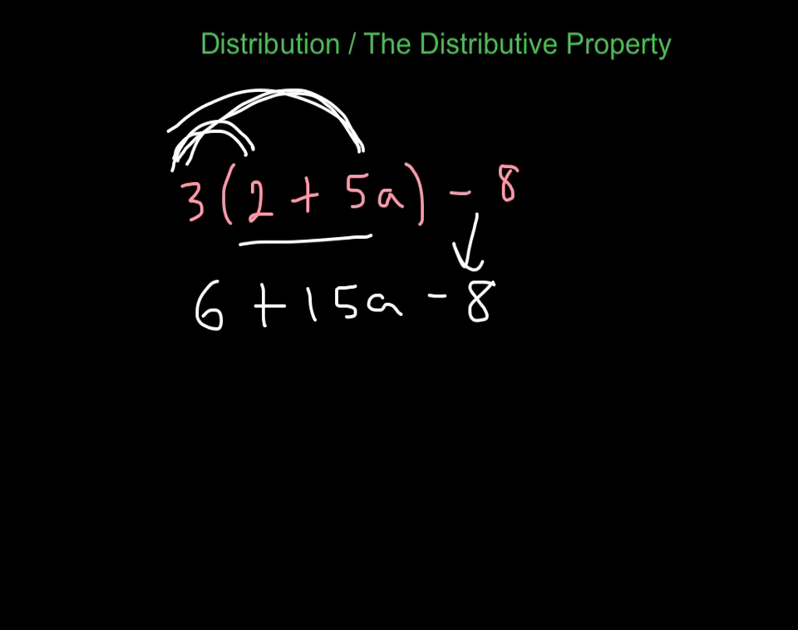Notice I didn't draw any arcs to the -8. Now this is where my last slide comes into play. I had mentioned to take a look at this final answer. We have some like terms. 6 and -8 go together, so 15a just drops down, and 6 minus 8 is a -2, for a final answer of 15a minus 2.